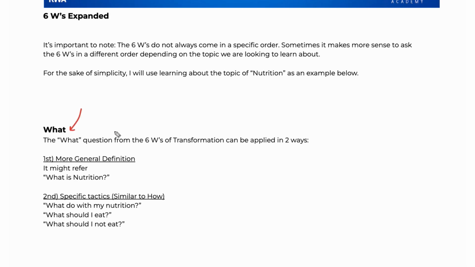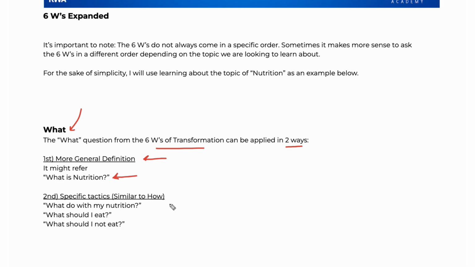So the what question from the 6 W's of transformation can be primarily applied in two ways. There's many ways it could be applied, but primarily it is applied in two ways. The first way is more so in a general definition sense, right? So that's going to be, what is nutrition? What is nutrition is more of a definition point of view that we are going to utilize the what question.